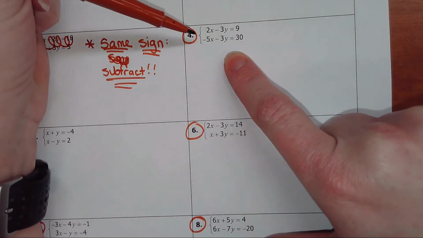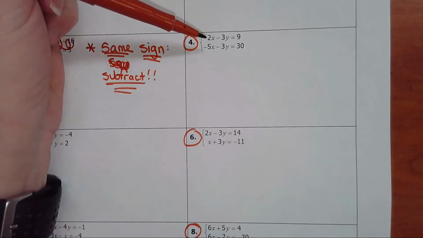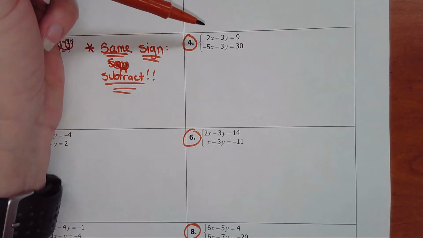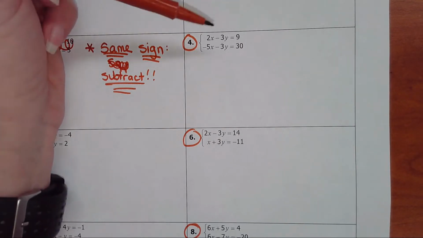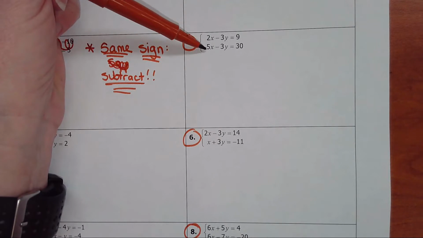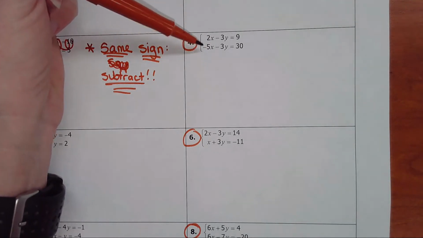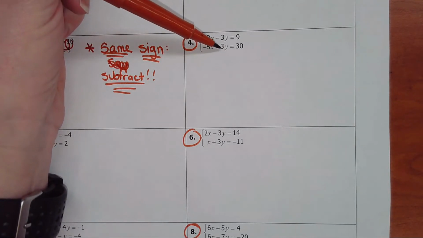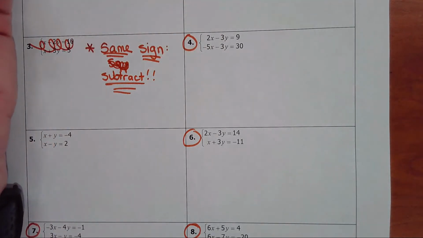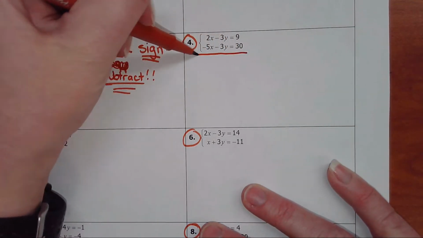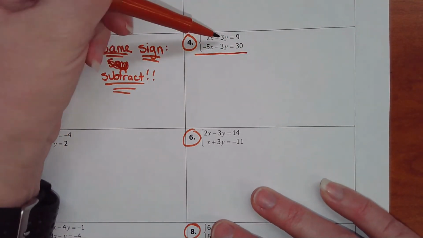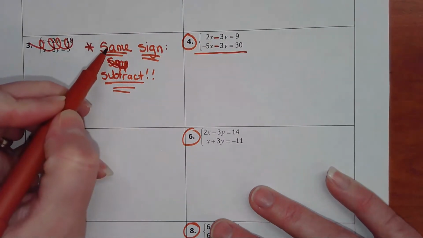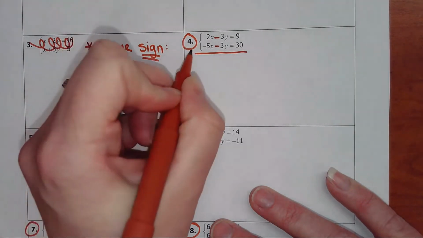When you are looking at these, there's 4 steps, don't forget. First step is to make sure that everything is lined up. This one is. Then you have to figure out if you're going to add or subtract. So my x's, I have a 2 and a -5. They're not the same number, even if they were opposite signs. For my y's, I have a -3 and a -3. So my y's are what I'm going to eliminate, because they're the same number. Now, they are both negative, so they're both -3s. They are the same sign, so I am going to subtract.